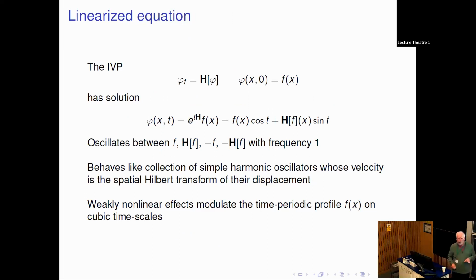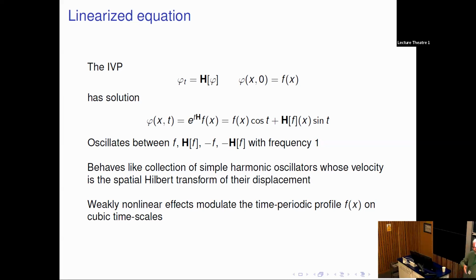So let me first say a word about the linearized equation. The linearized equation is phi t is the Hilbert transform of phi. And the solution looks like f of x cos t plus the Hilbert transform of f sine t. So these solutions just oscillate. It's some profile f of x, which oscillates up and down in time. It oscillates from f to the Hilbert transform of f to minus f to minus Hilbert transform and back again. It's kind of like half of a simple harmonic oscillator.